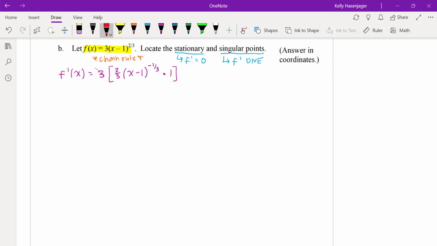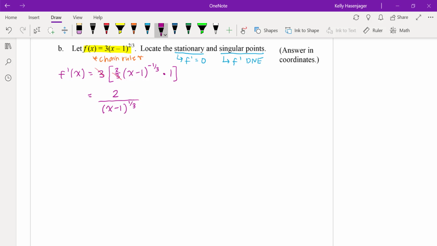Now the 3 on top and 3 on bottom will cancel, so we're left with a 2 on top. And then the x minus 1 has a negative exponent, so that's going to get dropped down, and we'll have a positive exponent once we drop it down.